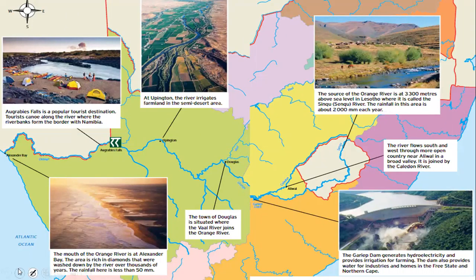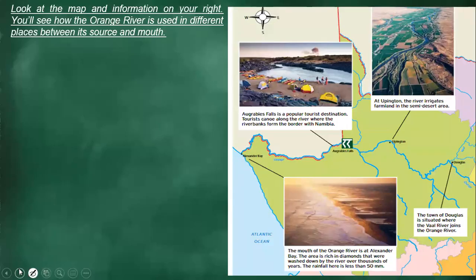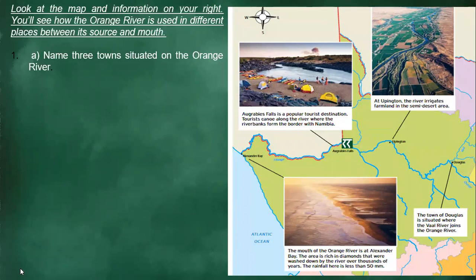Okay, I won't go through it. Let's just answer the question, and then I'm going to go through the map as we answer the questions. Name 3 towns situated on the Orange River. I want you to give me the 3 towns situated on the Orange River. There are so many hands here and they've been up a long time ago. I'm going to lower them all and then you raise your hand again. Look at the map and tell me the towns that you are seeing, situated on the Orange River. Here is the Orange River going down.